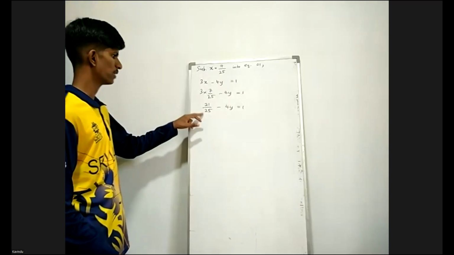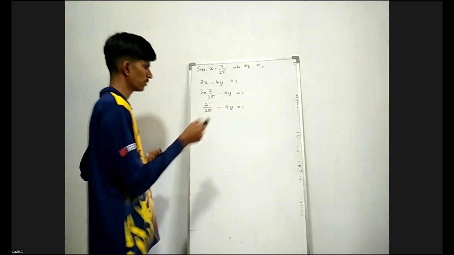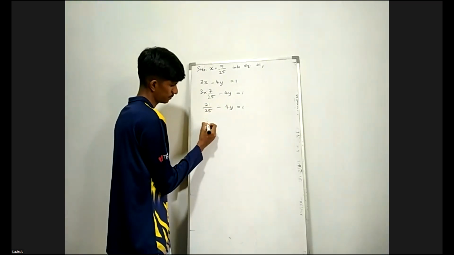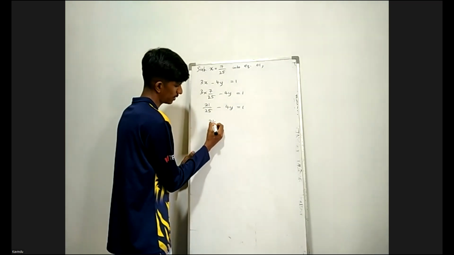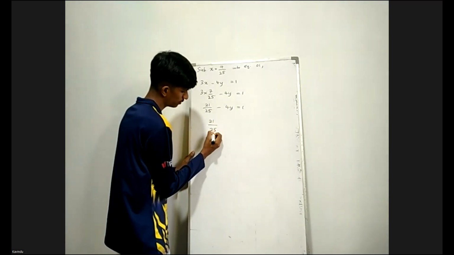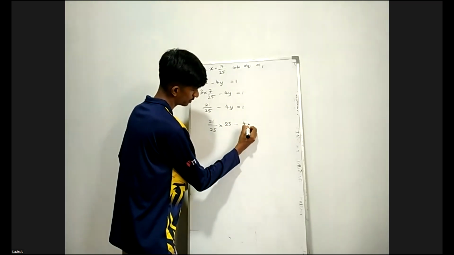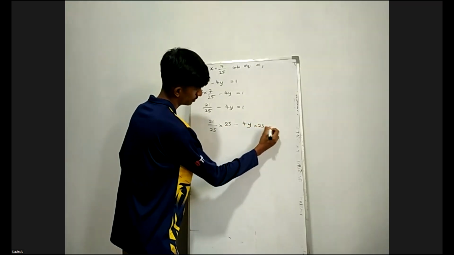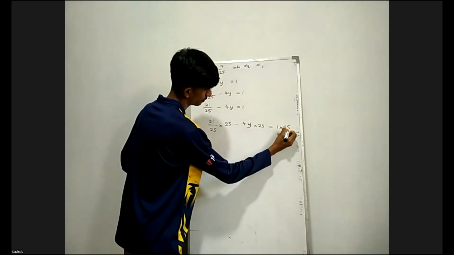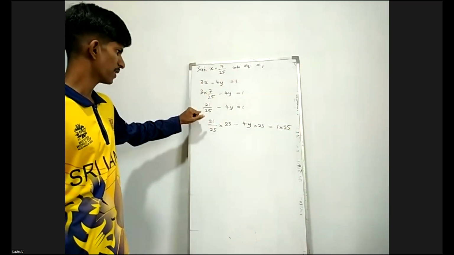Now we have to multiply by 25 for every term. 21 divided by 25 into 25, minus 4y into 25, and 1 into 25. Again, to remove the fractions.